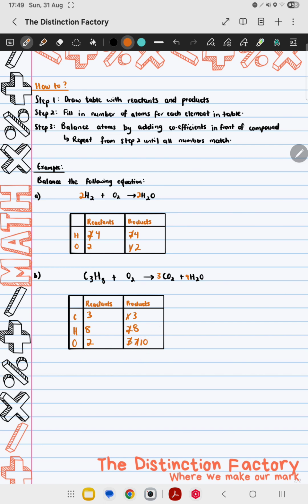And then lastly, I need to balance out my oxygens. I need to make the 2 become 10. So I'll need to multiply it by 5. That means that my reactants for oxygen get a coefficient of 5. And recalculating on the reactant side, I now have 10 oxygens in total, the carbon stays the same and the hydrogen stays the same. And we have just balanced our second equation.